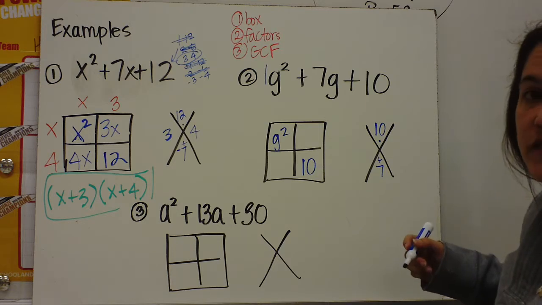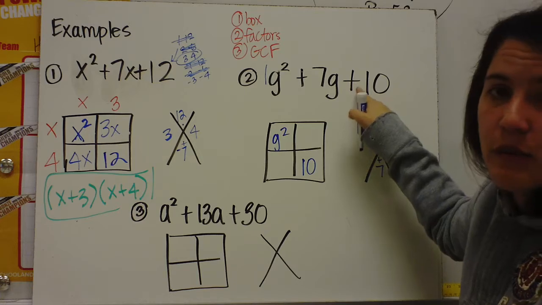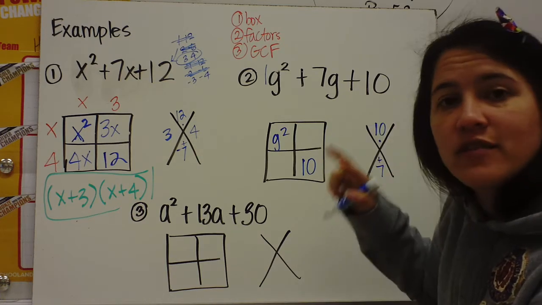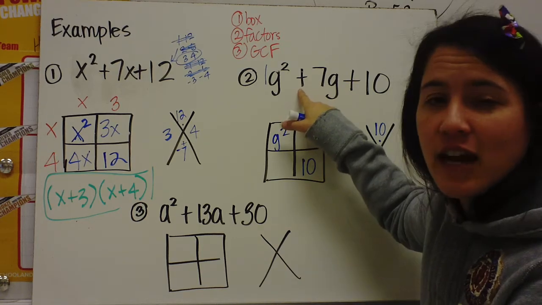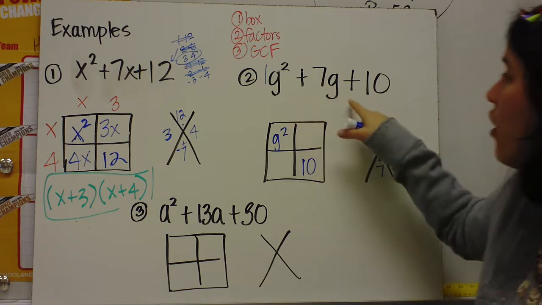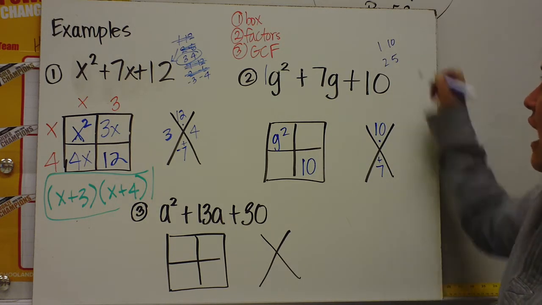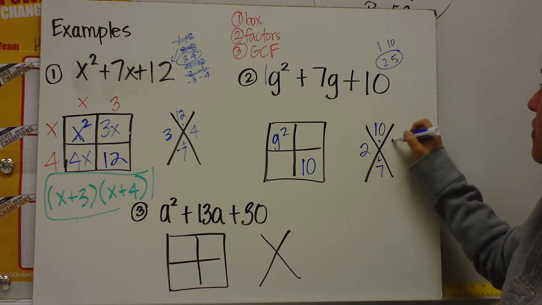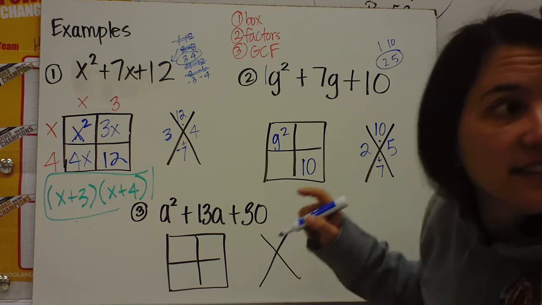I need the factors of 10. This is a positive 7. This is a positive 10. So remember, to get a positive 10, you can have 2 negatives or you can have 2 positives. But because this is a positive, I'm not going to worry about the negatives because you can't add 2 negatives to get a positive. So I only want the positive factors, 1 and 10, and 2 and 5. I can see that 2 and 5 are going to add to be 7 and multiply to get 10.